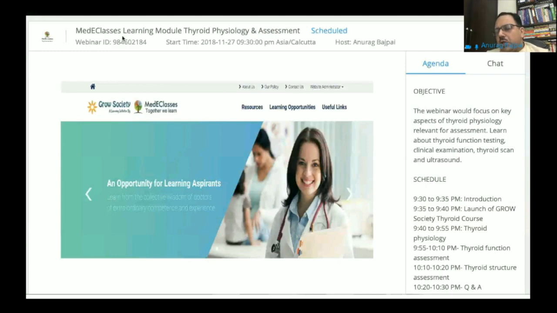We'll then go forward to thyroid structure assessment, particularly focusing on thyroid scan, thyroid ultrasound, and how we reach etiology. The overall flow of this webinar is to target predominantly the practical aspects and how we can apply physiology in terms of evaluation and management. And finally, we'll see if we have time for Q&A. So this is going to be a busy webinar and we are going to have a lot of interesting cases and questions discussed.